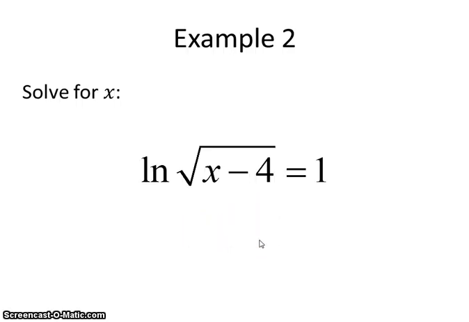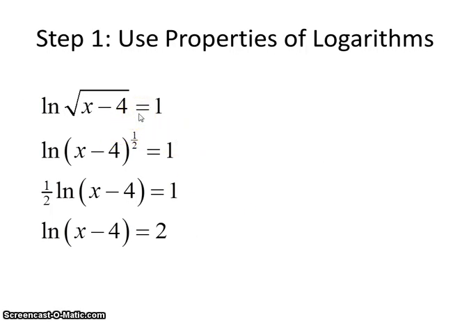Here's our second example. This is our logarithmic equation. In this case, we've got the natural log of the square root of x minus 4 is equal to 1, and we want to solve this for x. So we want to use some properties of logarithms to clear out this square root. That would be a good first step. So we're just going to change the square root to a fractional exponent, or a rational exponent. So the square root of x minus 4 is actually just (x minus 4) to the 1/2 power.